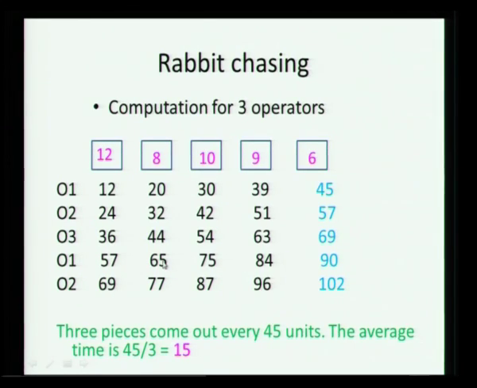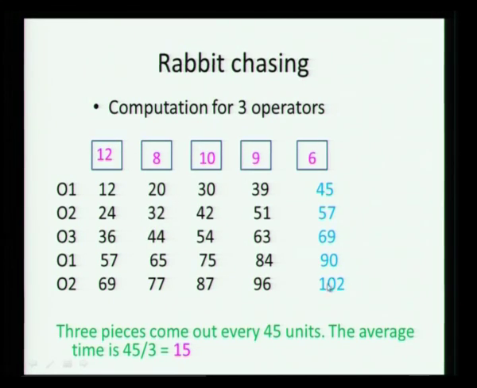So, again M2 is free at 65. So, operator 2 can start at 69 and finish at 77. Again M3 is free at 75. So, the person starts at 77 and finishes at 87. Similarly, finishes at 96 and again finishes at 102.